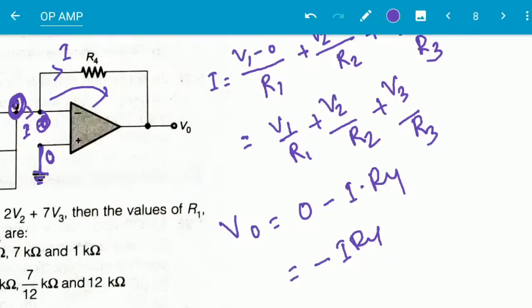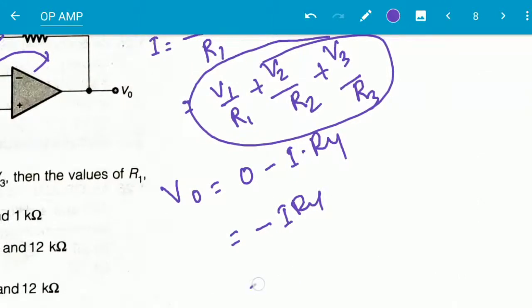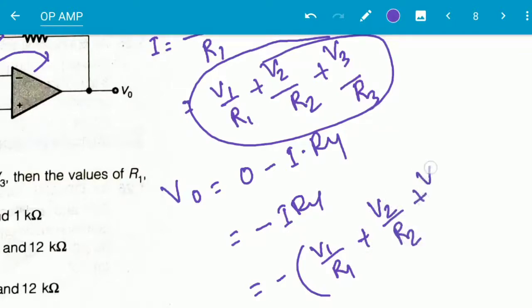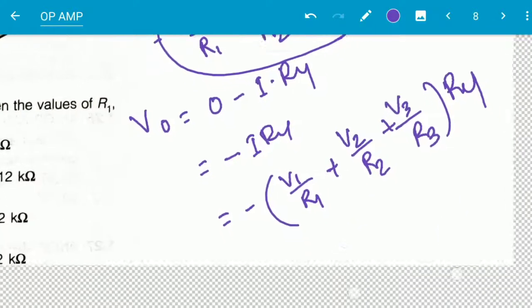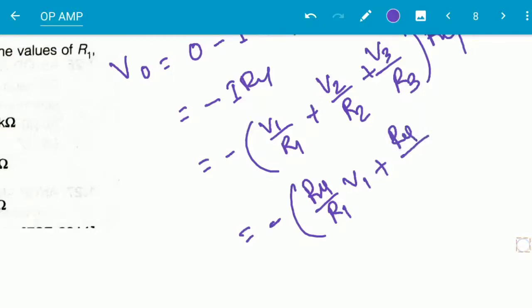What will be I? I is this one. So this will be minus of V1 by R1 plus V2 by R2 plus V3 by R3, into R4, and this comes to be minus of R4 by R1 V1 plus R4 by R2 V2 plus R4 by R3 V3, because the options are given in this way, in terms of V1, V2 and V3.